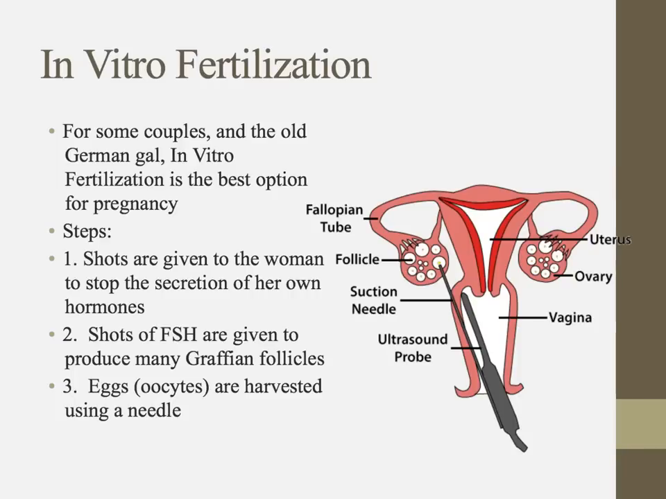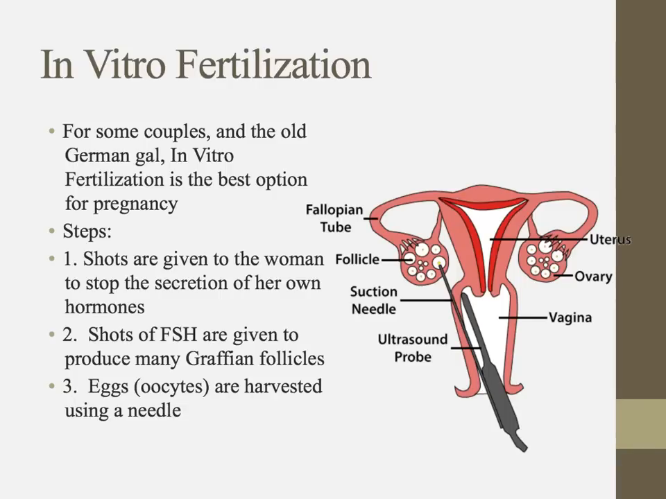So IVF is often used to help people with fertility problems. You may have seen a video recently about a German woman in her 60s who was able to have a successful pregnancy through IVF. Well, she's not the only one. There are a lot of people that use this, okay? And here's basically how it works.